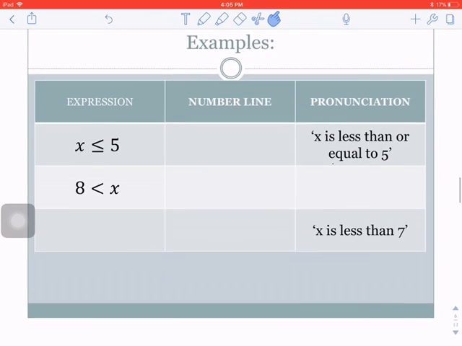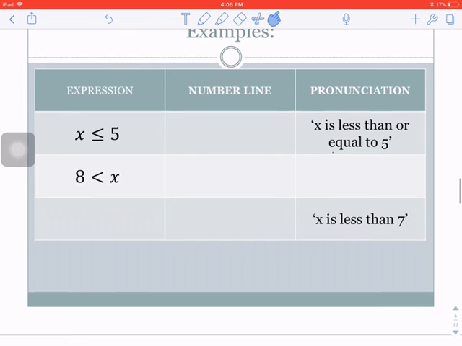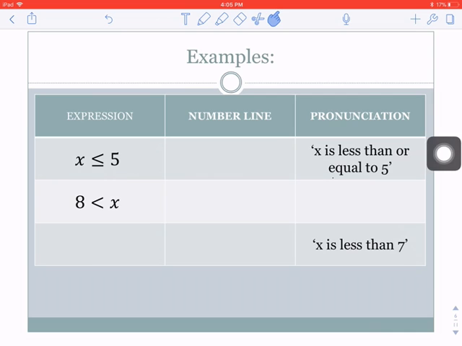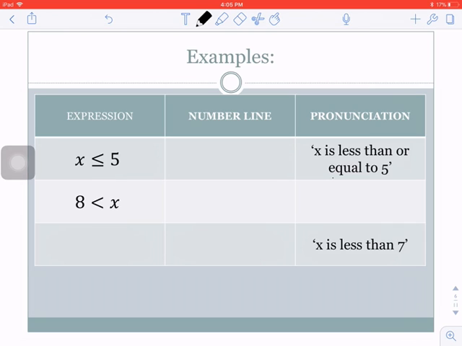examples. So we want to be able to express each thing that you see on the left column on the number line, that's in the middle column here, and we want to be able to write down how you pronounce it. So we're going to start with the first one, okay? Let me switch back to my black color. Okay, so number line, draw a number line, arrows on both ends, because the number line continues in both directions.